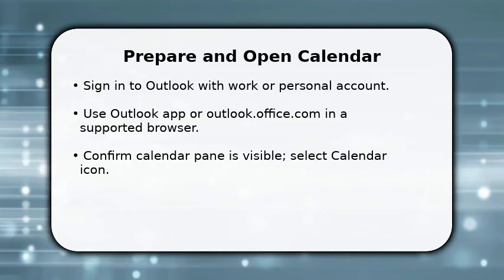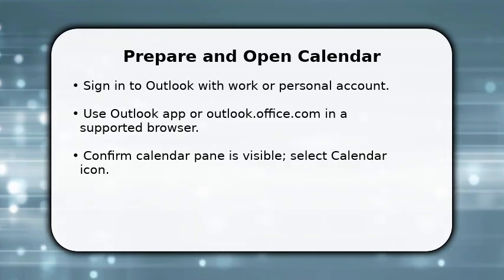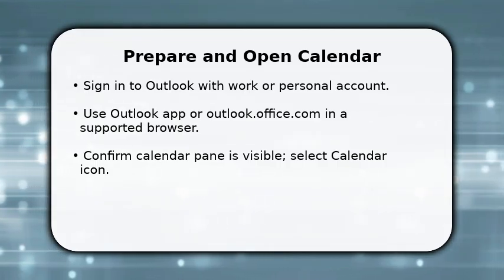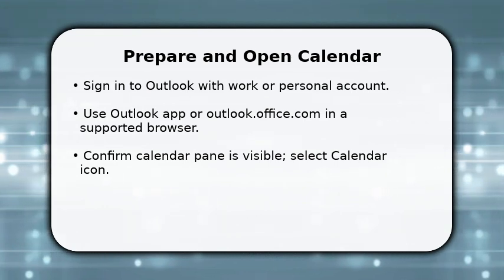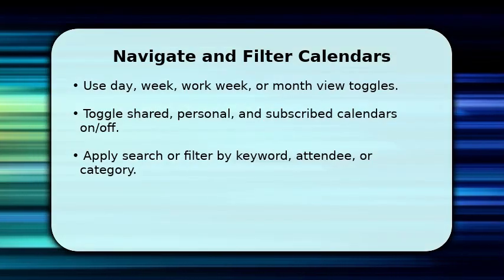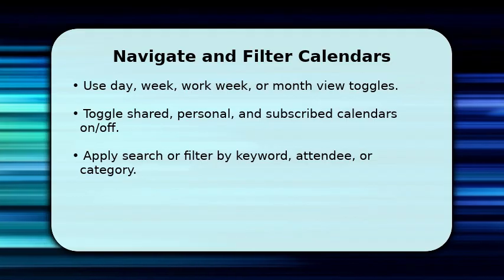If your calendar pane is hidden, expand the navigation drawer. Now that the calendar view is active, you can start scanning dates or jump to a specific day using the mini calendar on the left. Once you're in calendar view, choose the time scope that matches your goal: day, week, work week, or month, so you don't miss events. Make sure relevant calendars are checked in the left pane. Toggle shared or subscribed calendars on or off to reduce clutter.